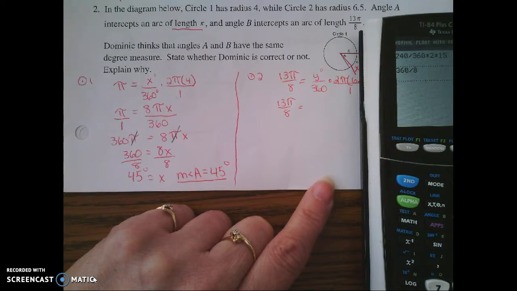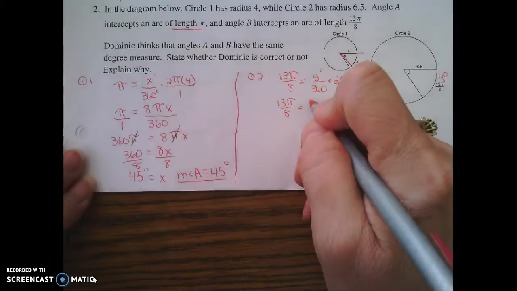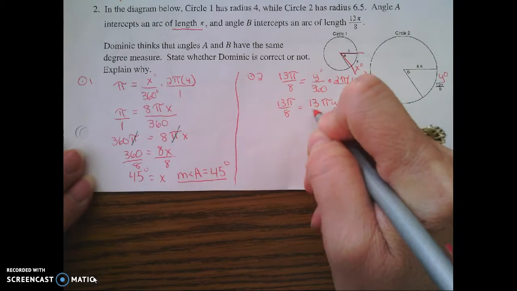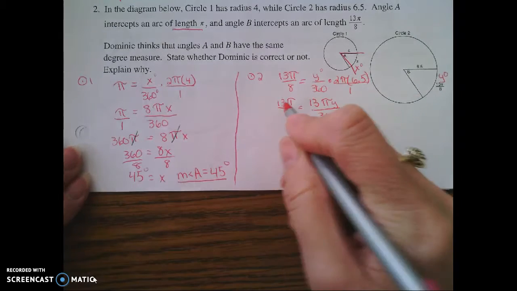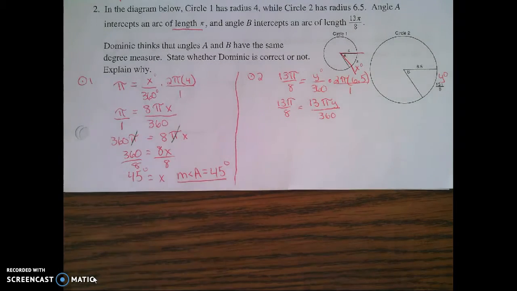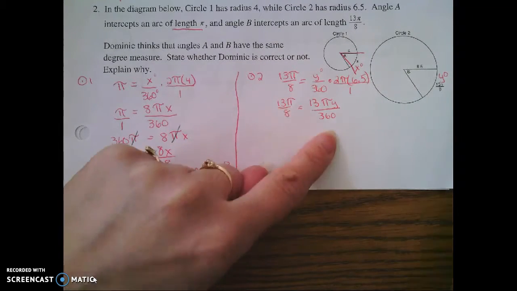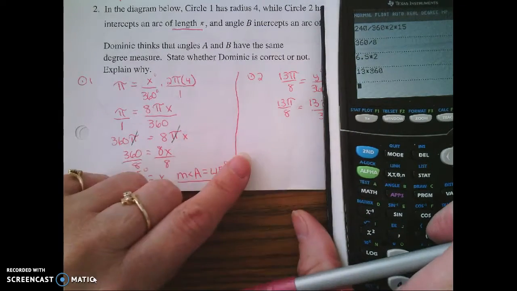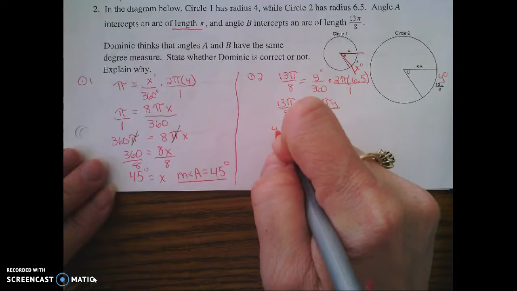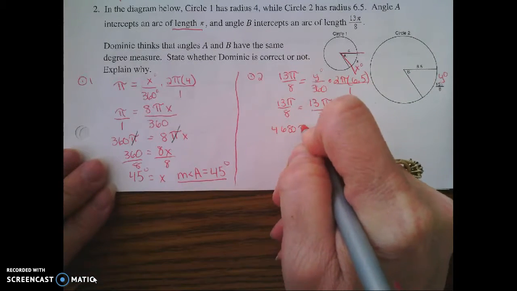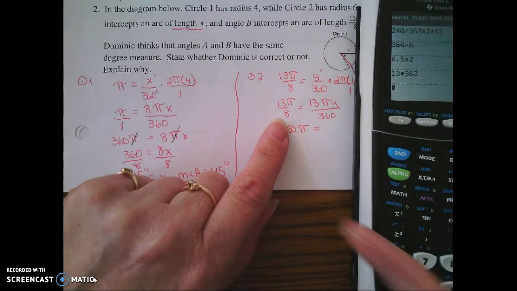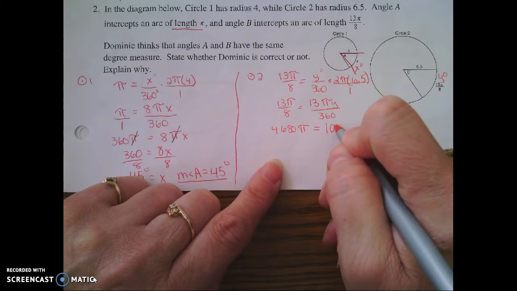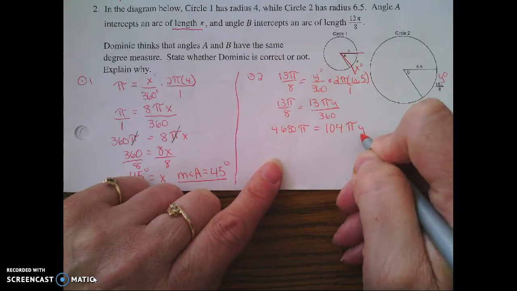So pretty much I'm just doing 6.5 times 2. 6.5 times 2 is 13. So I'm just going to rearrange. I have a 13. I still have my pi. I still have y, and that's over 360. Now I'm going to cross multiply. So 13 times 360 is 4,680. And we still have our pi. And then 8 times 13 is 104. That's 104 pi times y.